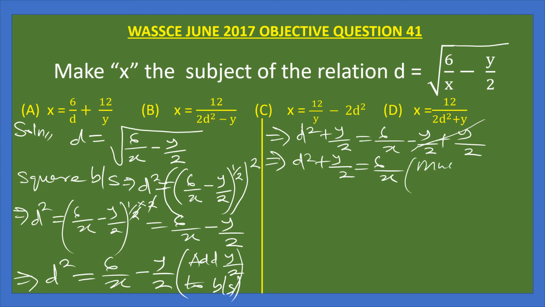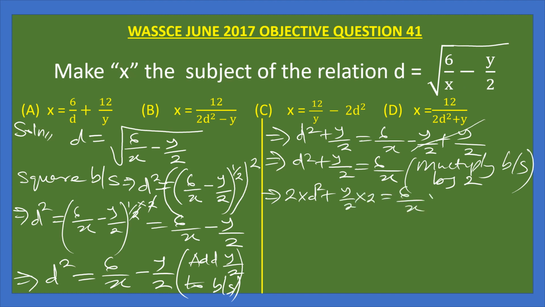The next thing we need to do, since we are looking for x, is to multiply both sides by what? By 2. This now gives us 2 times d squared plus y over 2 times 2 as equal to what? 6 over x times what? 2. This gives us 2d squared plus y, because these 2 will cancel out, which now gives you 6 times 2, which is what? 12 over what? X.